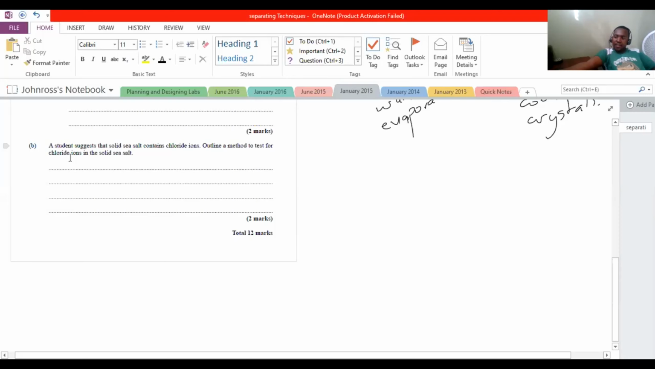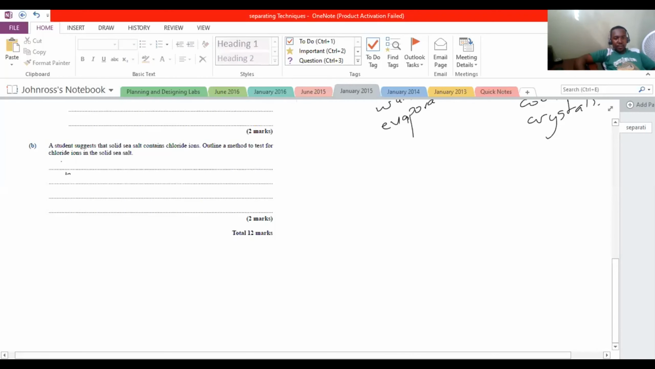Litmus paper. So litmus paper, what do you know about chlorine and litmus paper? It turns red litmus paper blue then white. So it changes red litmus paper to blue, then white. All right, so how would you do that?